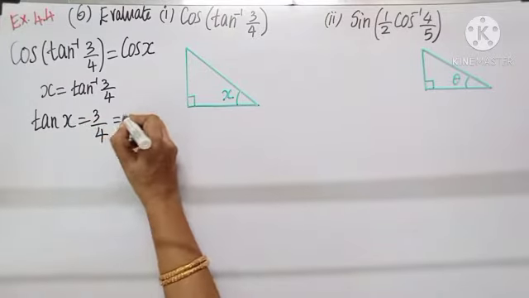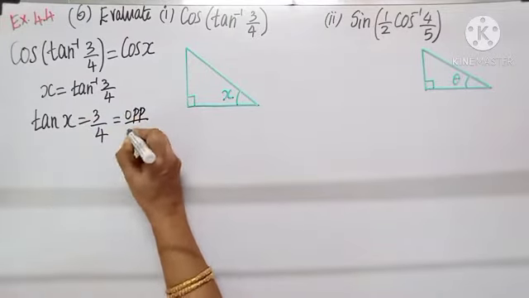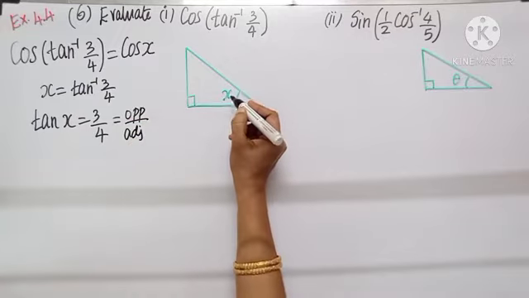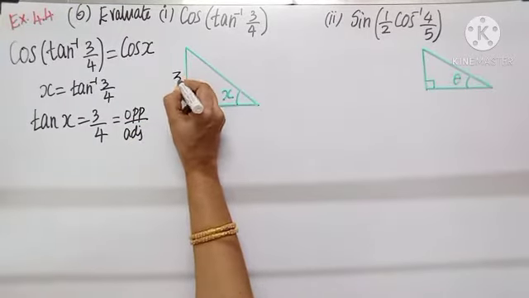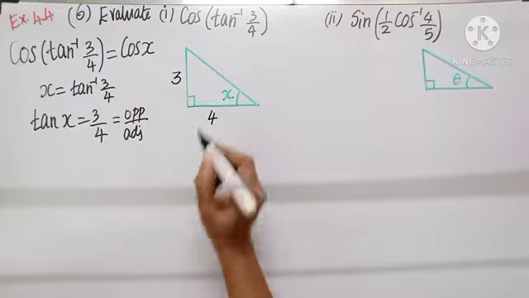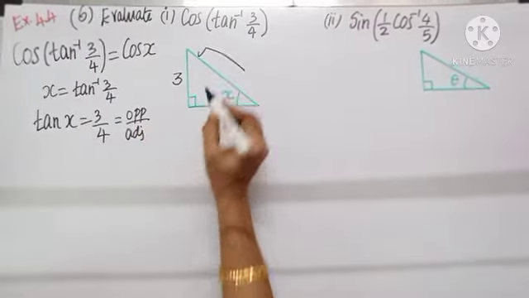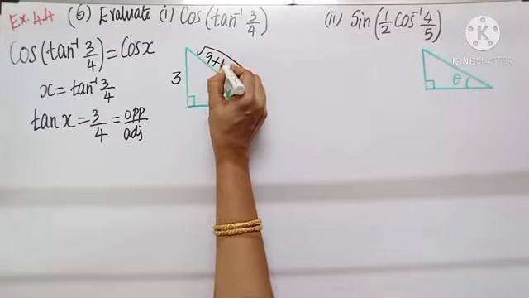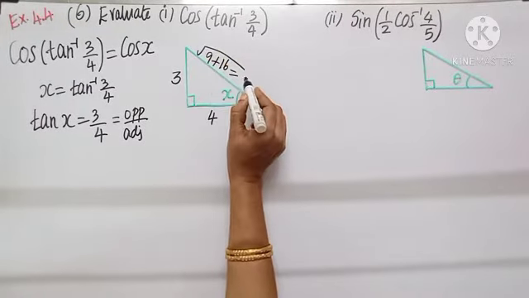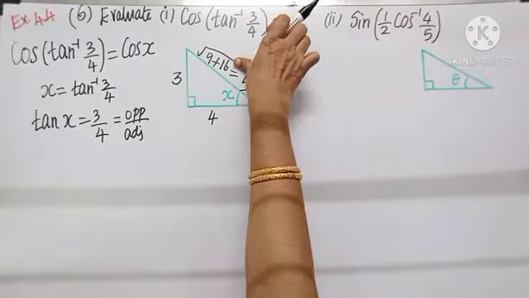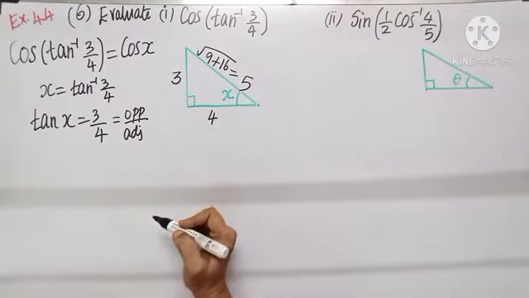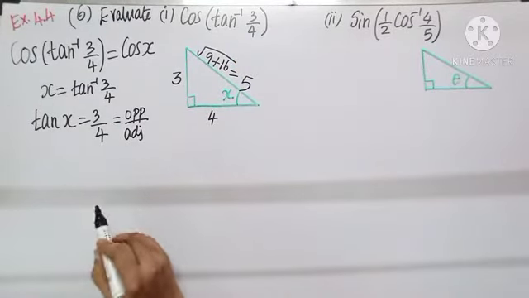What is the tan formula? Opposite by adjacent. For x, opposite side is 3, adjacent side is 4. How to get the hypotenuse? Square plus square. So I get 9 plus 16, 25. Square root is 5. Once I know the hypotenuse, go back to the question.